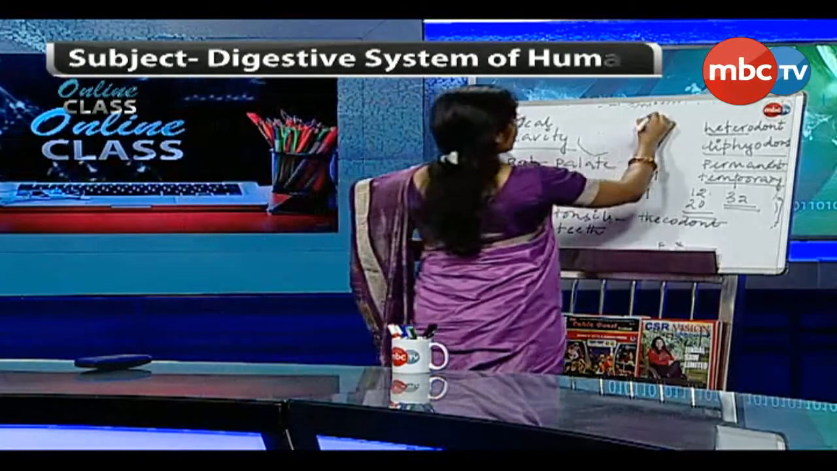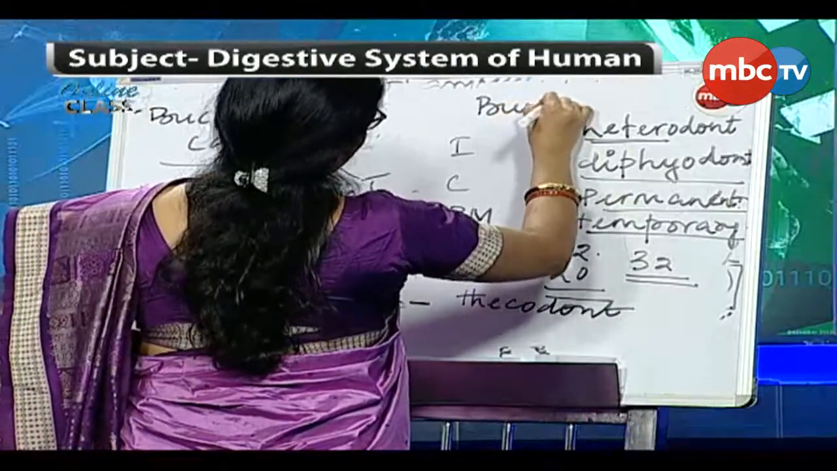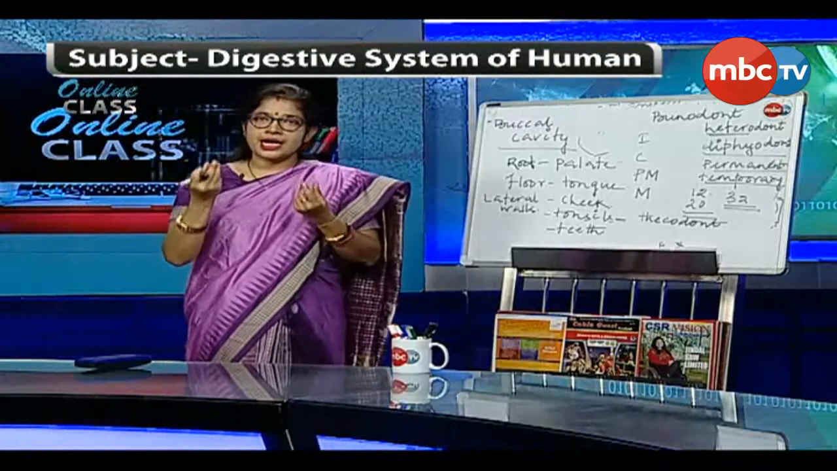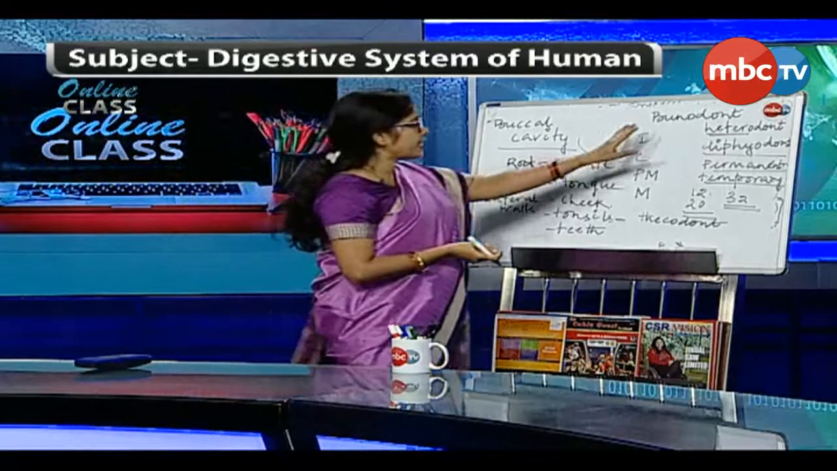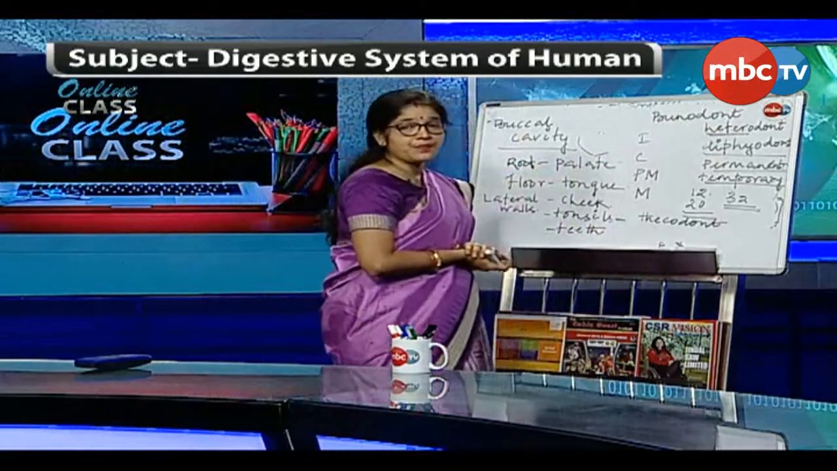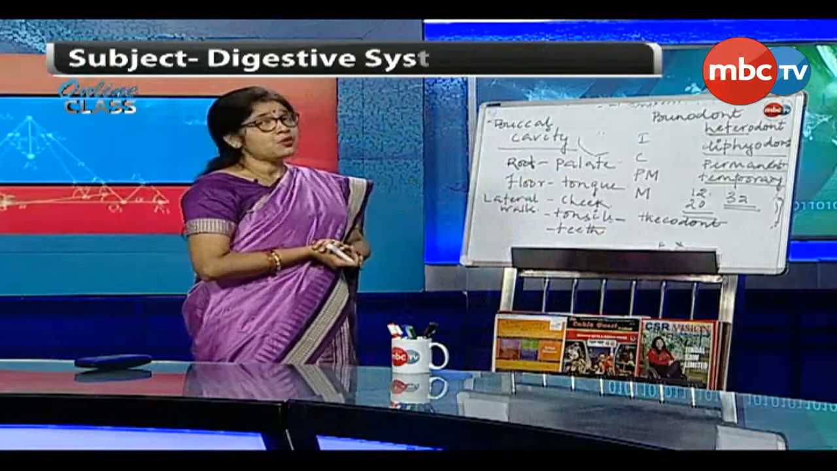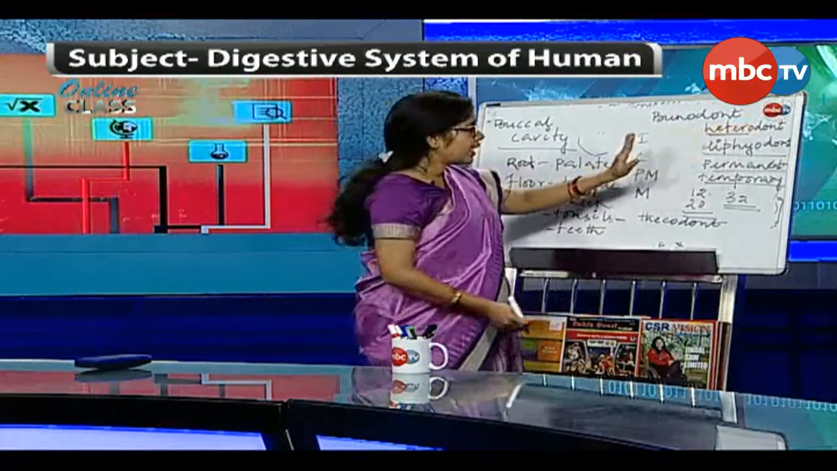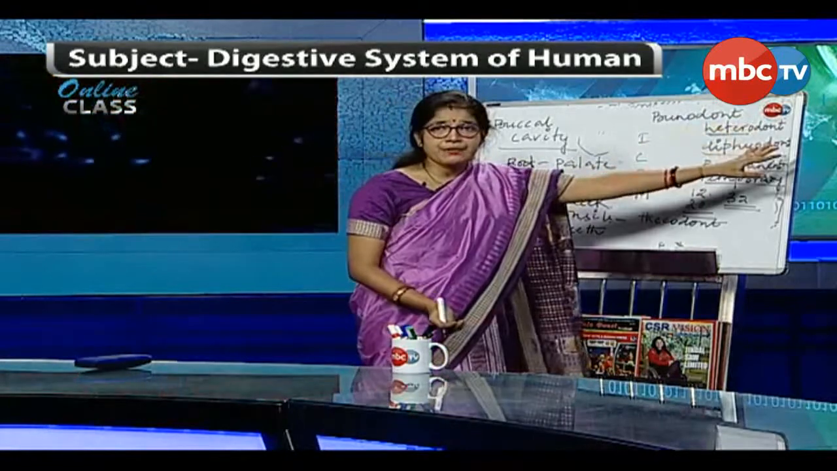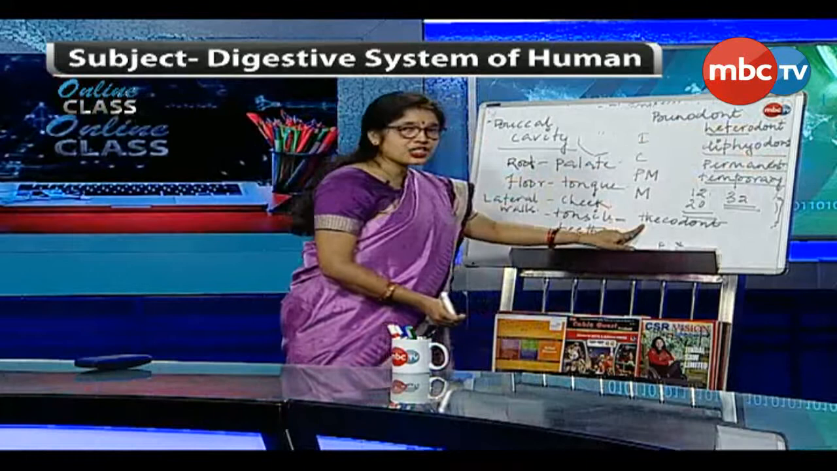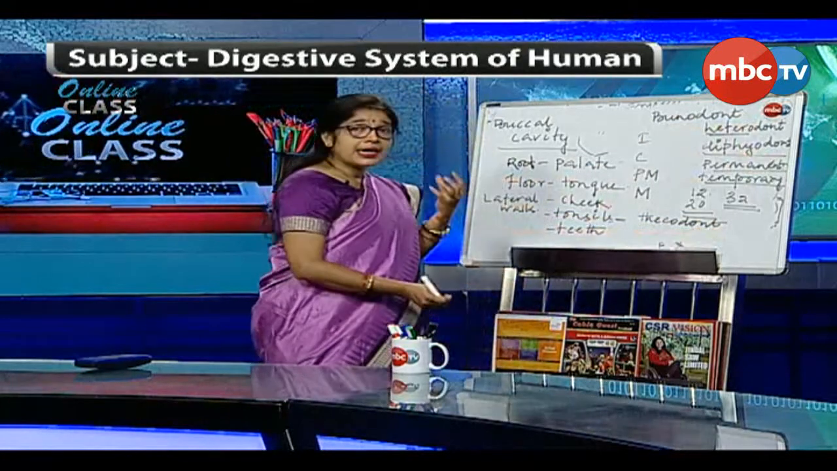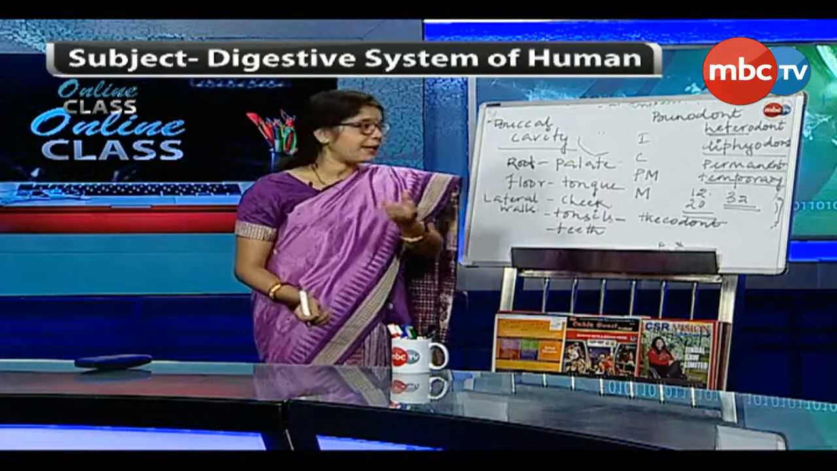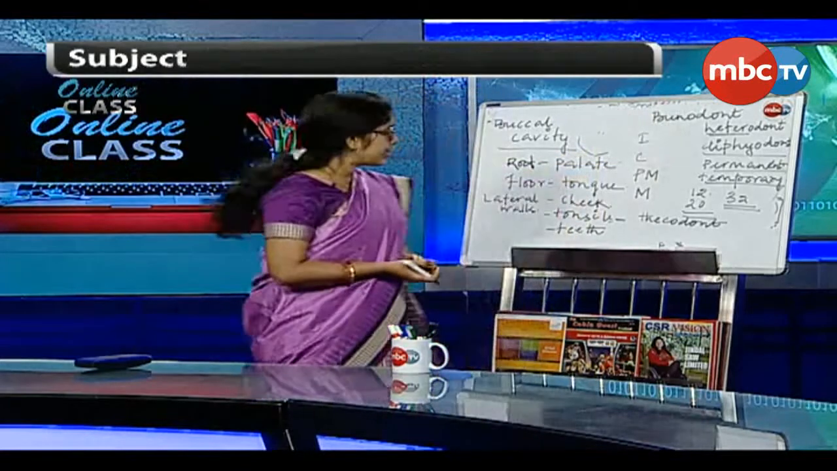Along with that, human teeth are also bunodont type because the cusps are very small and blunt, and this type of dentition is said to be bunodont. So, in humans, what is the type of the teeth? According to the shape, it is heterodont. According to the origin, it is diphyodont. According to the attachment, it is thecodont. And according to the cusp shape, it is bunodont type of teeth.